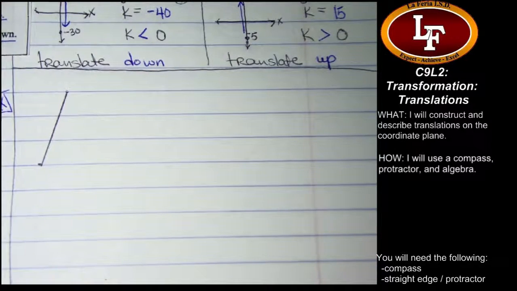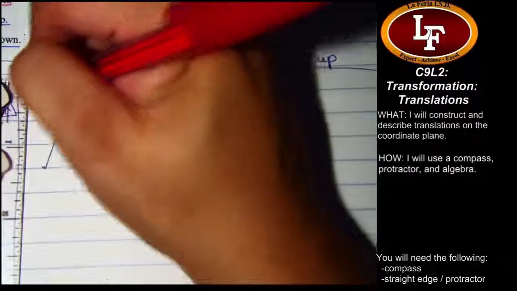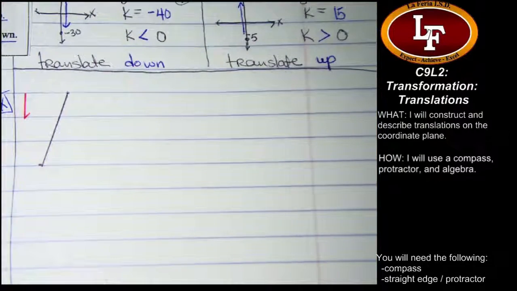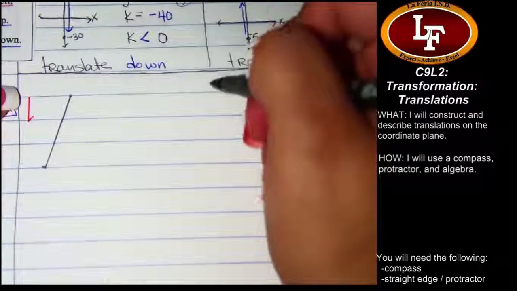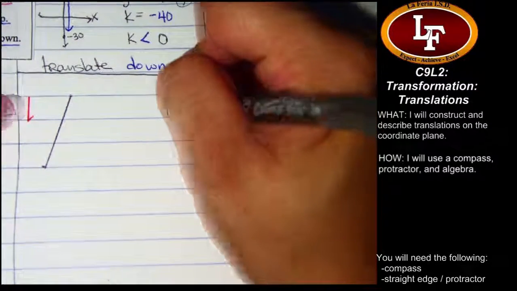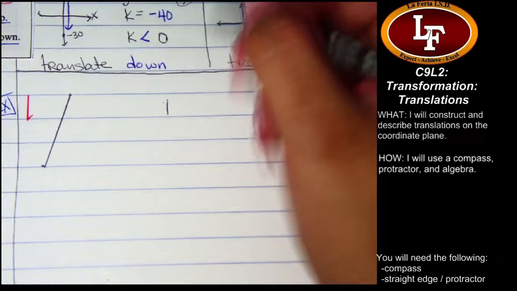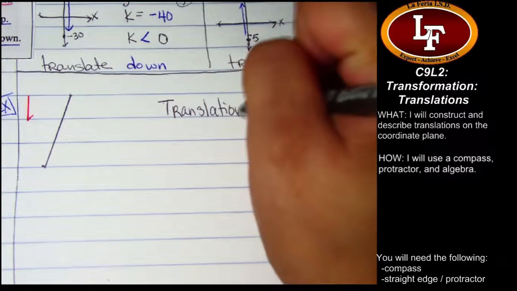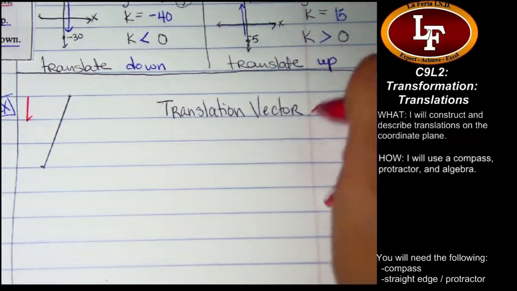Now, we've got this new little thing that I'm about to show you. This little guy is called the translation vector. It's like an arrow, but it's missing one of the little arrowy things. Have you ever heard translation vector before?